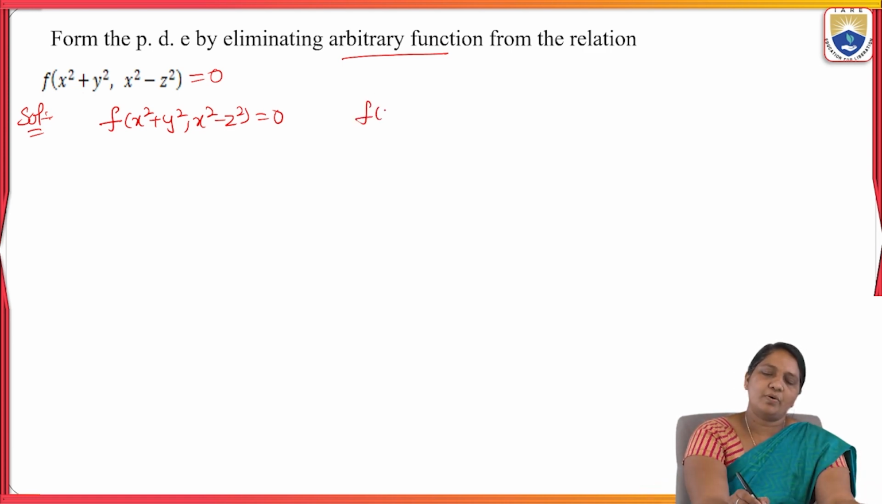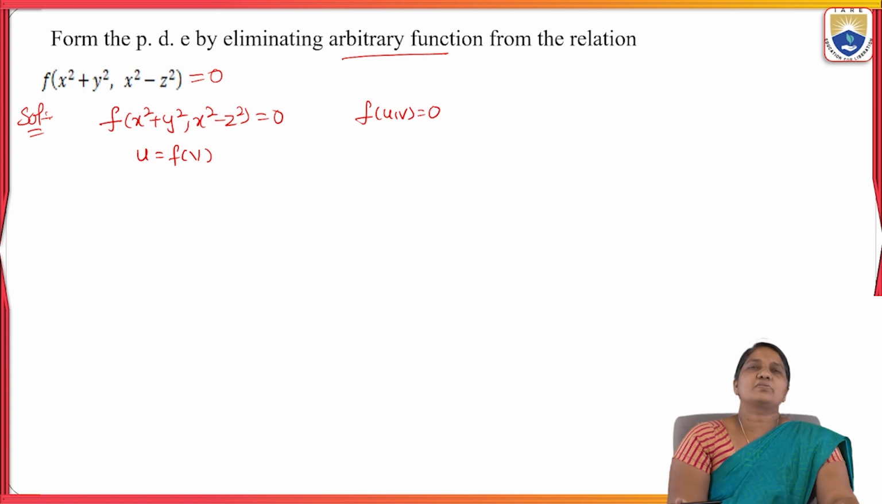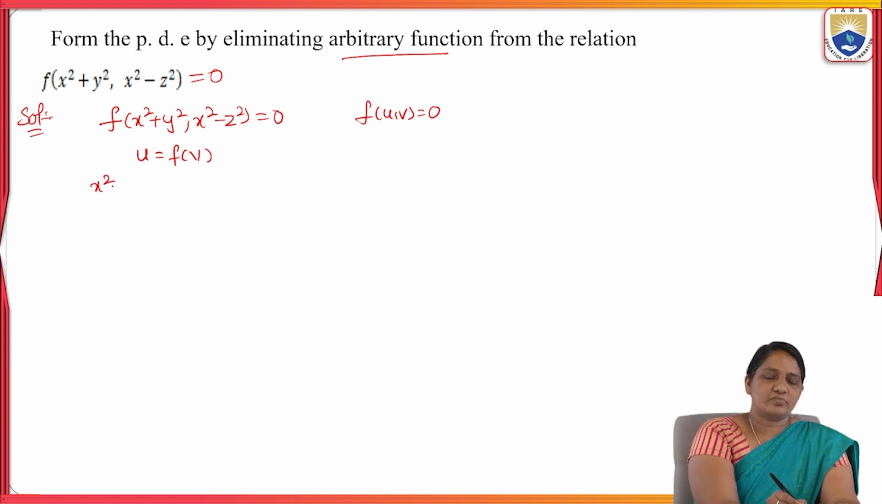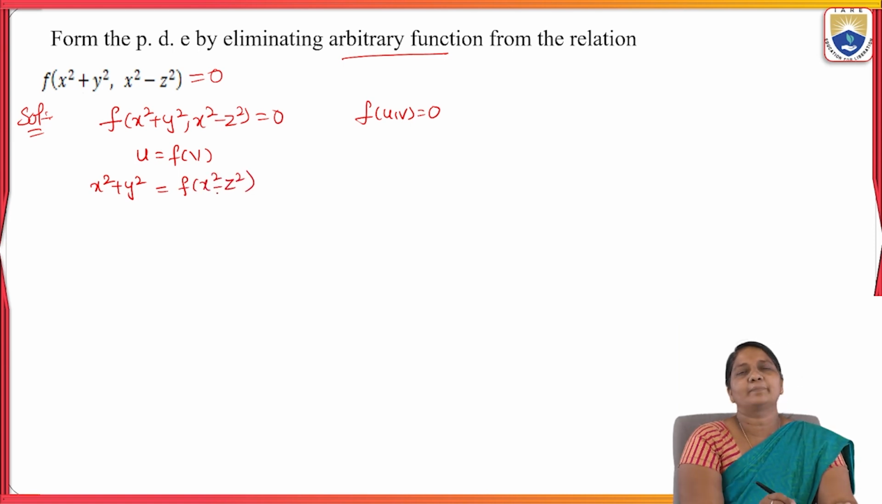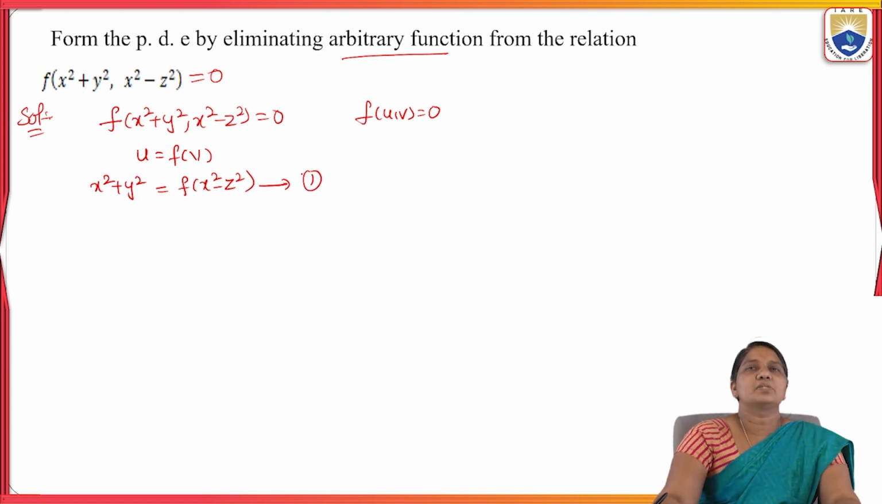So now I am writing the equation form. Already we are having the form f of (u, v) equal to 0. From this I can write u equal to f of v. So what is the u value here? x square plus y square. So x square plus y square is equal to f of (x square minus z square). So this is equation 1. According to the procedure here, I can do the partial differentiation with respect to x and y.